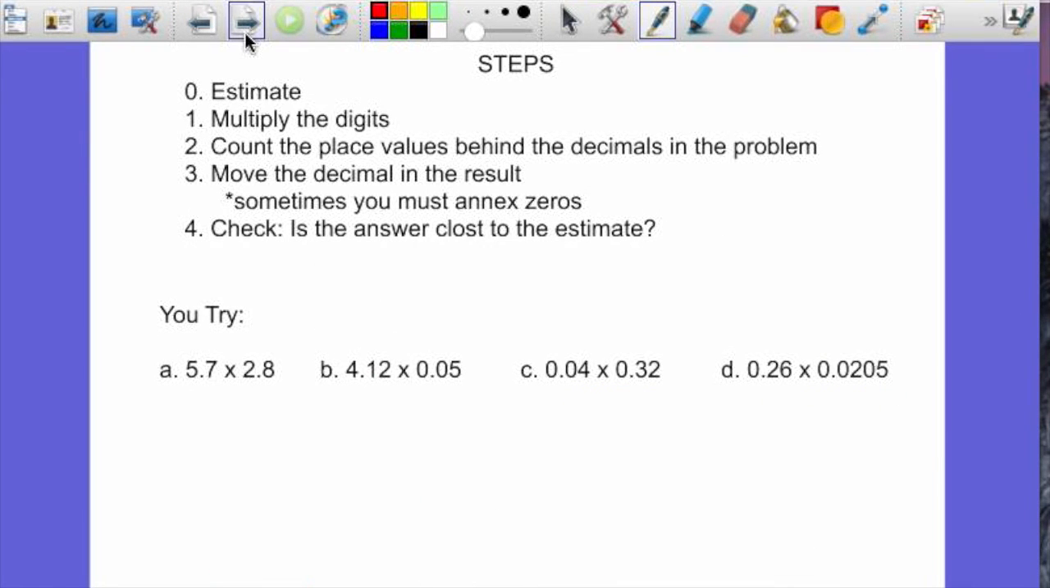Now I would like you to try 2 of these problems. So you pick 2 of them and do them on your foldable. And when you're done, raise your hand and have the teacher check the problems. So pause the video and do 2 of the problems.